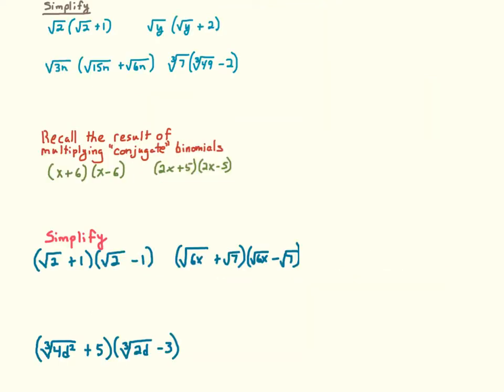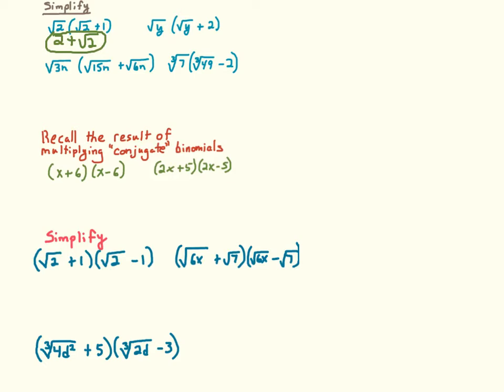So in this first example, I have the square root of 2 times the quantity, the square root of 2 plus 1, so I'm going to have to distribute here. And so when I multiply the square root of 2 times the square root of 2, that's just going to equal 2, and then plus the square root of 2 times 1, which is the square root of 2. So that's all I have to do there.